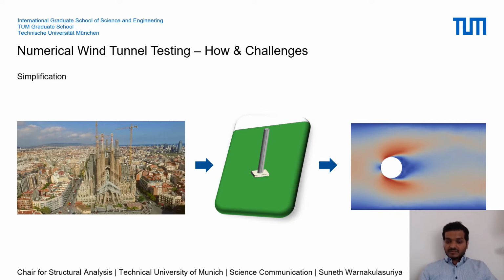And then we sometimes do further simplifications, like this 3D cylindrical structure is simplified to a 2D cylinder, because this reduces the computational effort so that we can do more and more testing with different parameters. Once the simplification is done, the problem is how important these simplifications are to whatever we want to do. Like, what are the repercussions of these simplifications, and how do we do them? That's the question.